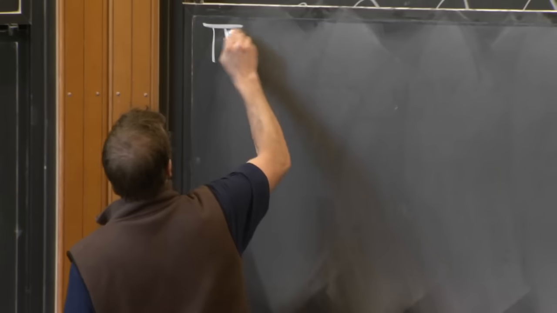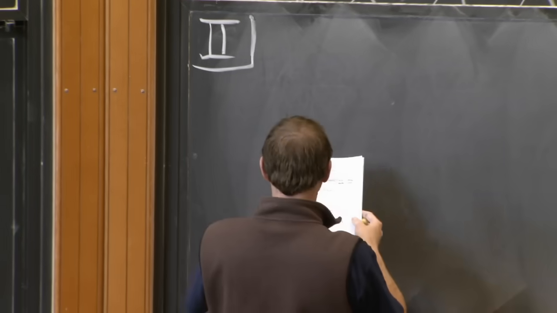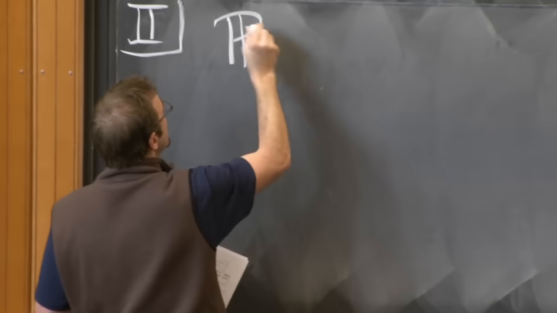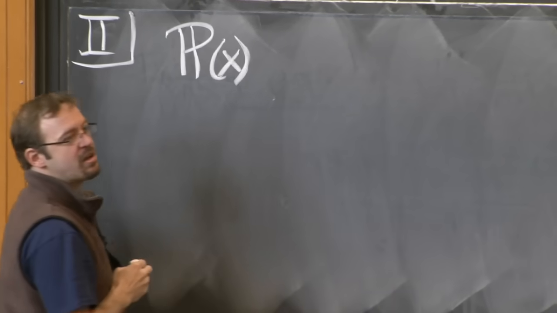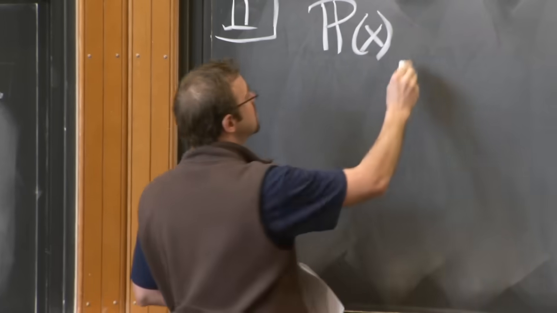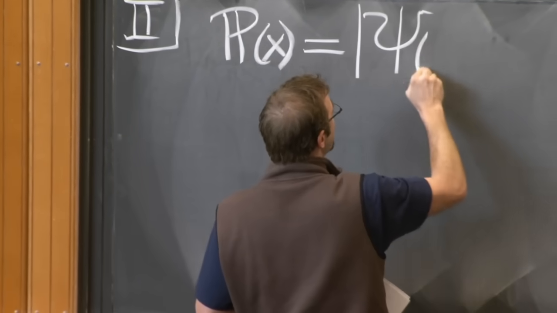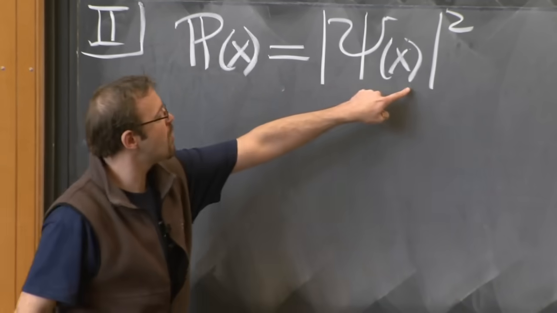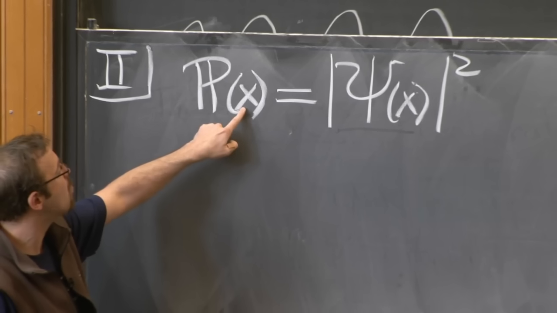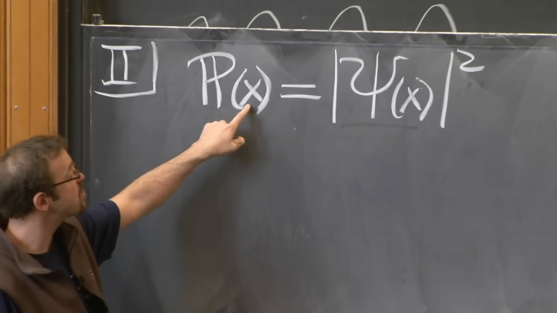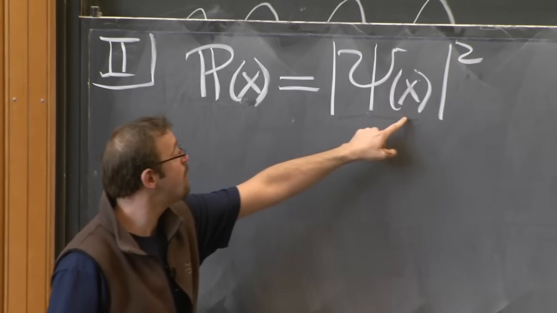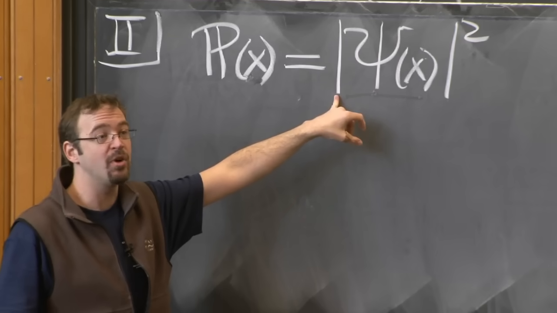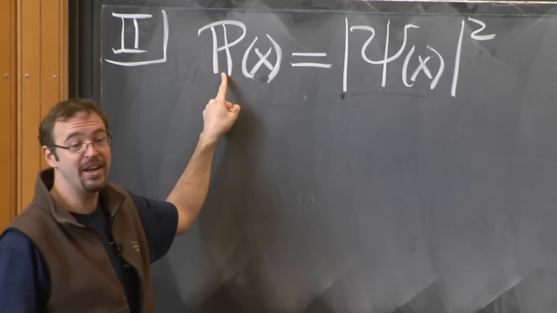So postulate 2. The meaning of the wave function is that the probability that upon measurement, the object is found at the position x is equal to the norm squared of psi of x. If you know the system is described by the wave function psi, and you want to look at point x, you want to know with what probability will I find the particle there, the answer is psi squared. Notice that this is a complex number, but the absolute value squared, or norm squared, of a complex number is always a real non-negative number. And that's important, because we want our probabilities to be real non-negative numbers.